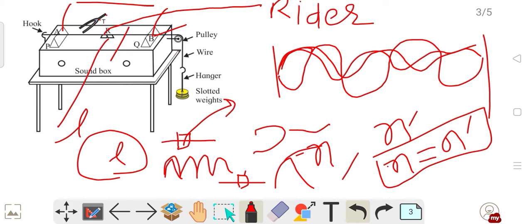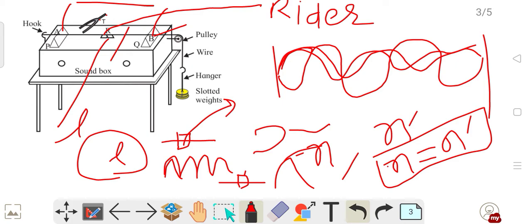A small piece of paper, which is called a rider, is placed over the wire at a point, let us say in the middle of the length AB. If the frequency of the tuning fork and the fundamental mode of vibration of the wire, that is N and N dash, match, which is achieved by adjusting the length of the bridges, then the paper rider happens to be at the antinode, that means at highest amplitude, and it will fly off. Okay, so this is what a sonometer is.